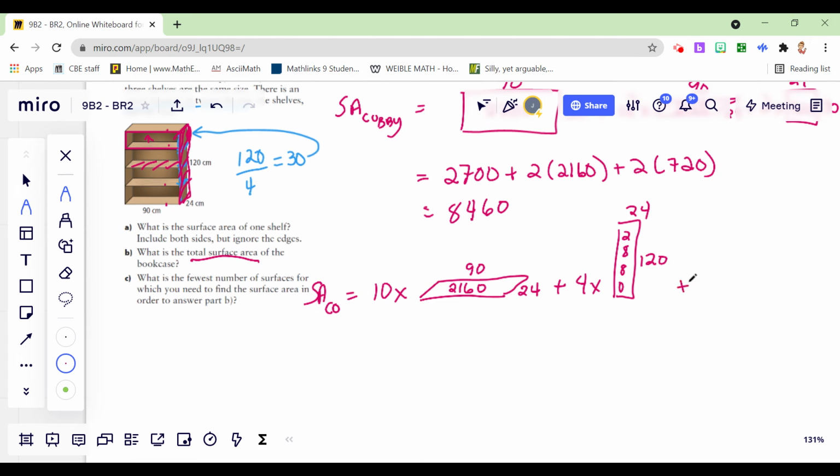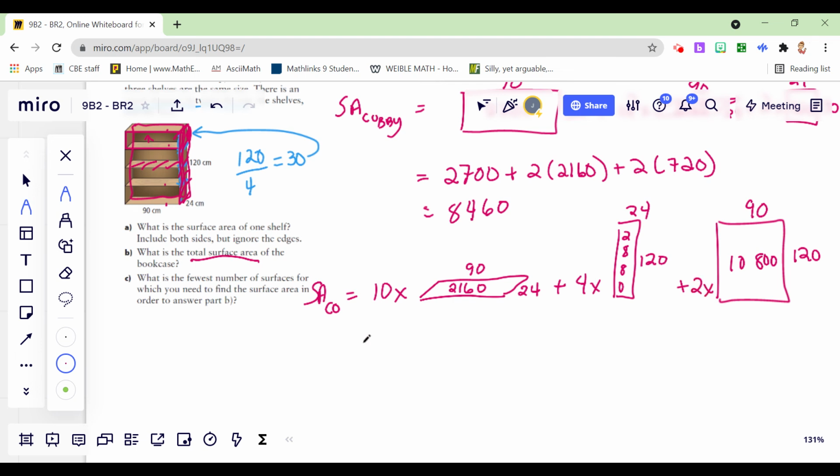And then the last rectangle is the back one. Okay, so that's going to be this one in the back. So the back of the bookshelf. And that's going to be a 90 by 120, and which will give us this. Okay, but how many of those are there? Well, there's the one that's inside the bookcase, and then there's one that's on the outside of the bookcase. So there's going to be 2 of those.